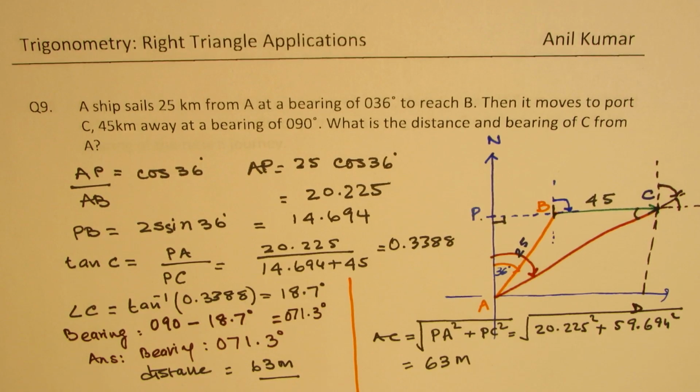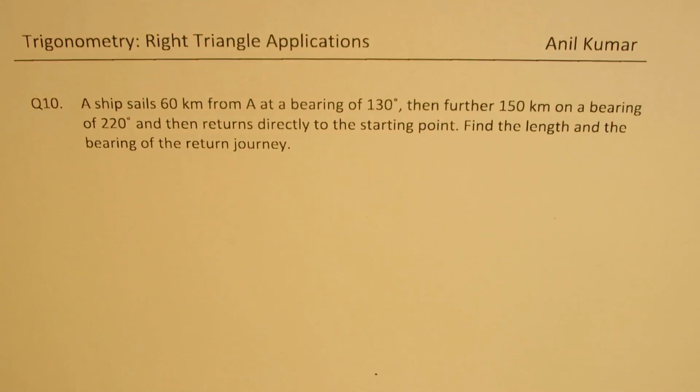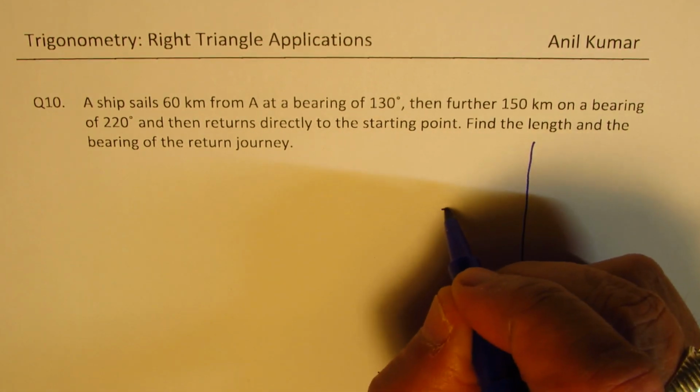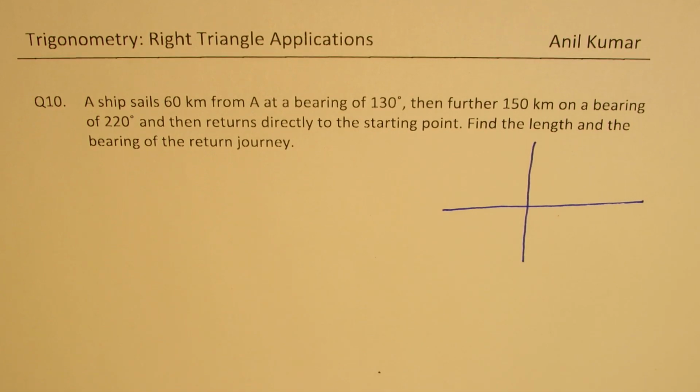Now let's take the last example. Let us see how to solve this question. A ship sails 60 kilometers from A at a bearing of 130 degrees. Then further 150 kilometers on a bearing of 220 degrees. And then returns directly to the starting point. Find the length and the bearing of return journey. You can always pause the video, answer this question, and then look into my suggestions. So here is a diagram to work out the solution.